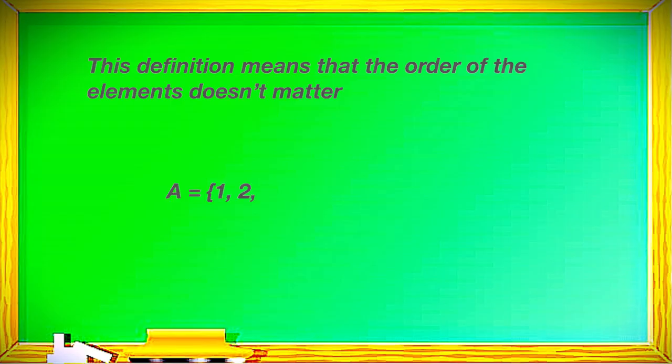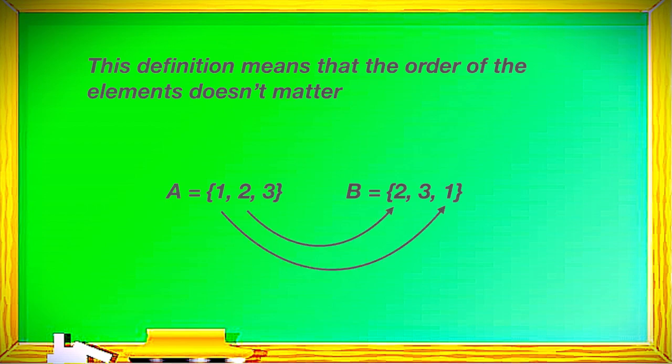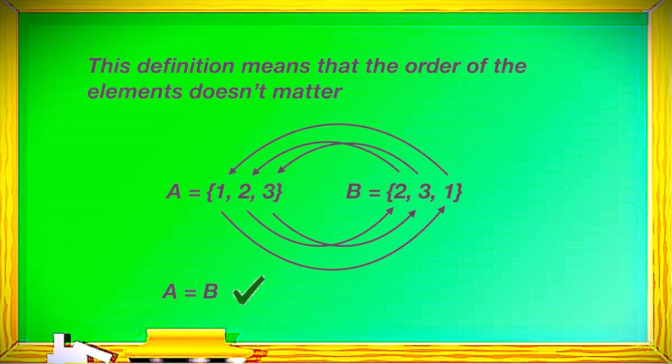So if A contains 1, 2, and 3, and B contains 2, 3, and 1, we say 1 is in A, and it's also in B, 2 is in A, and it's also in B, and 3 is in A, and it's also in B. We then do the same for all the elements in B, and so we've shown that A is equal to B. It also doesn't matter if the elements are repeated.